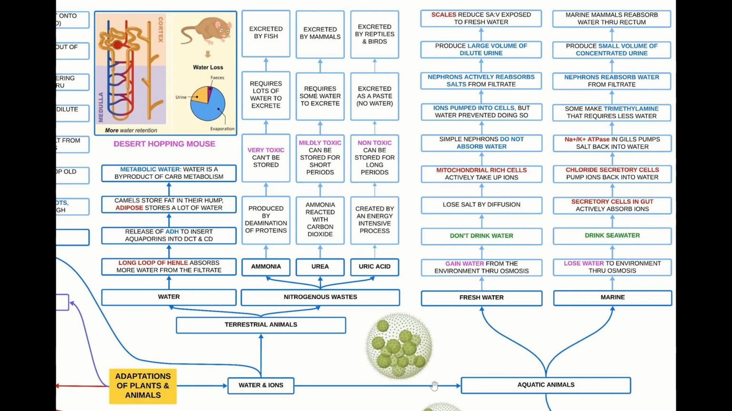Then we get to aquatic animals, and we're dealing mainly with fish here. A freshwater fish gains water from its environment through osmosis. It does not need to drink the water. It does lose salt through diffusion, but it can't help that. It has mitochondrial-rich cells in its gills to actively take up ions from the water.